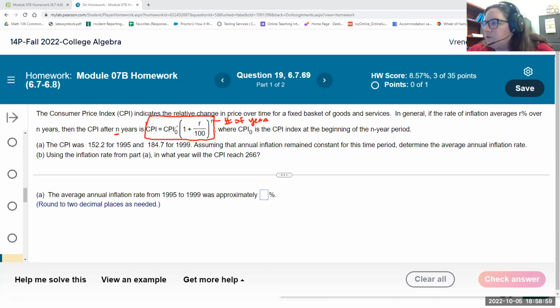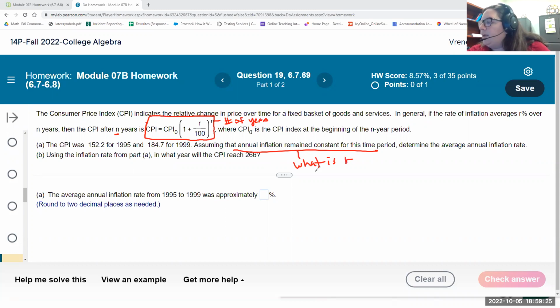CPI is the result. CPI sub 0 is the CPI at the beginning. So when it says the CPI was 152.2 for 1995 and 184.7 for 1999, then to plug into the formula, and it's saying what is the inflation rate, so solving for R here.